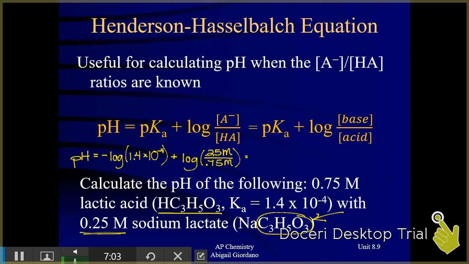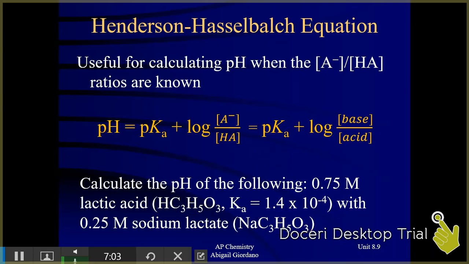Let's round that to 2 decimal places: 3.38. So that pH, ladies and gentlemen, is the pH that this particular buffer system is going to hold steady. This buffer system in this problem is going to hold a pH of around 3.38. It's going to keep it nice and steady there. Now, let me erase all that.